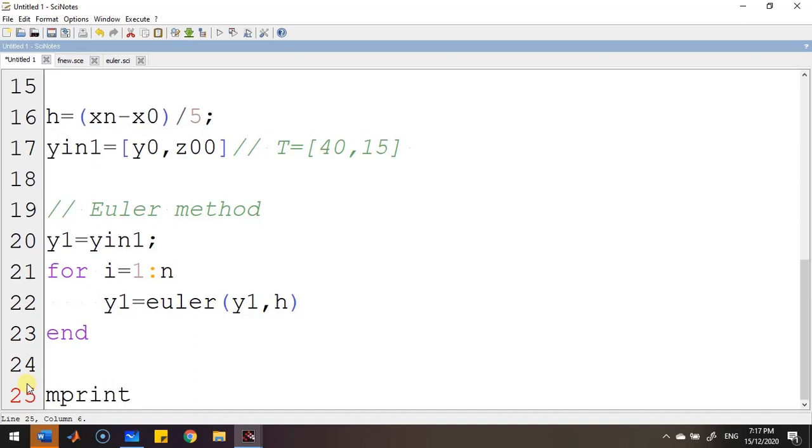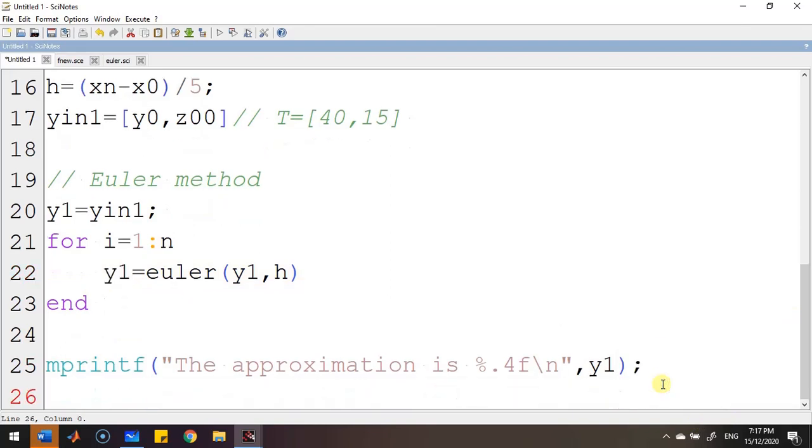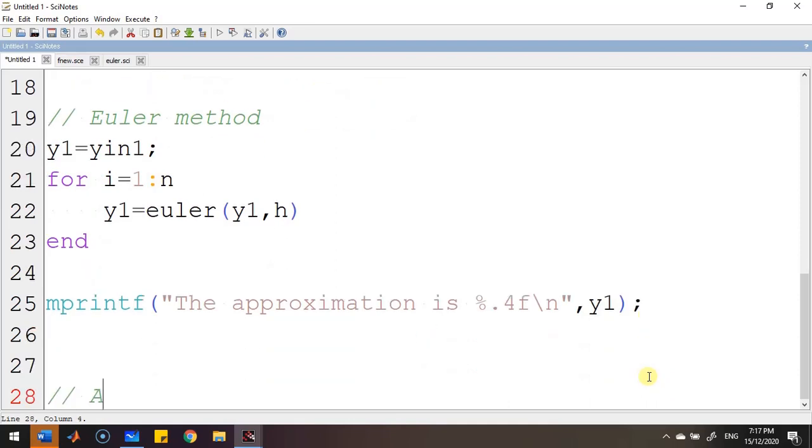mprintf, the approximation is percent, 4 decimal places, \n, for y1. Okay, so this is what gives me my y1. Then what do I do? I need to adjust. How do I adjust?